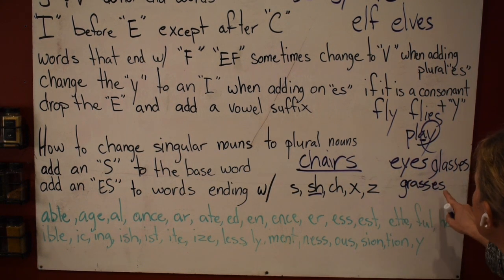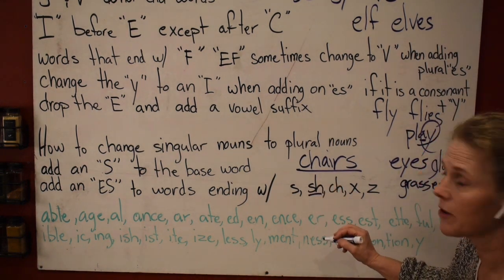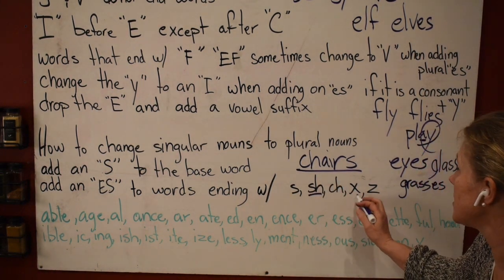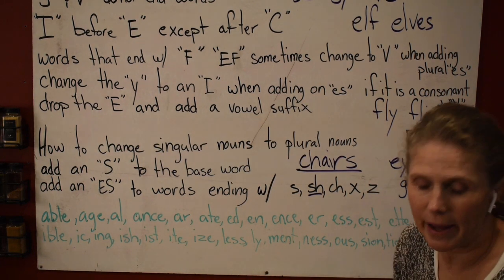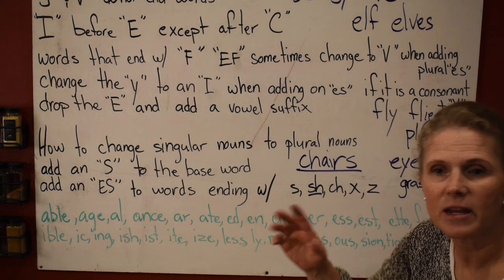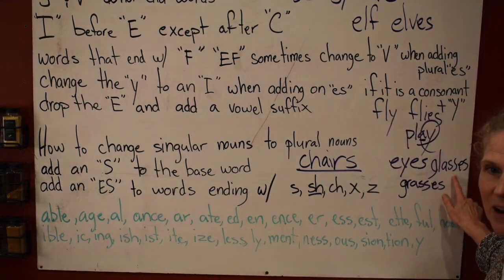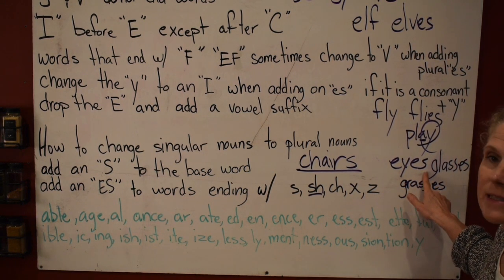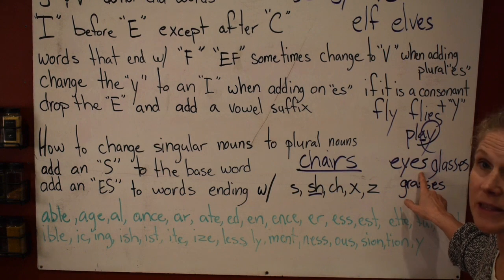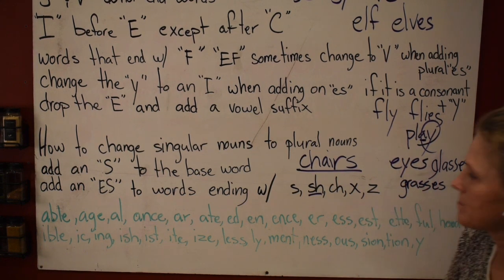So you just add the ES because you can't hear it. You can't hear it with the SH very well, with the CH very well. You can't hear it with the X because why? It ends in an S. It's the exact same sound. And you can't hear Z because look, eyes, there's so many S's that end with the Z sound. So you can't hear it.